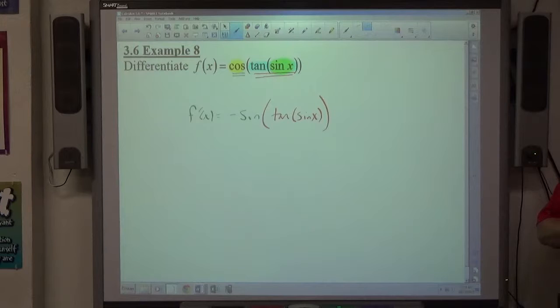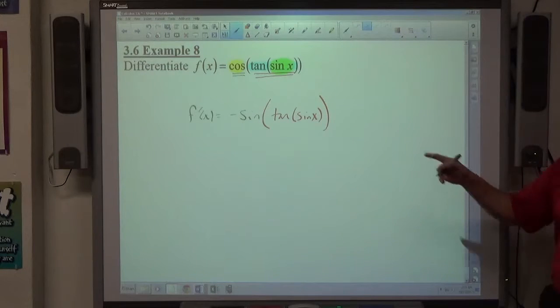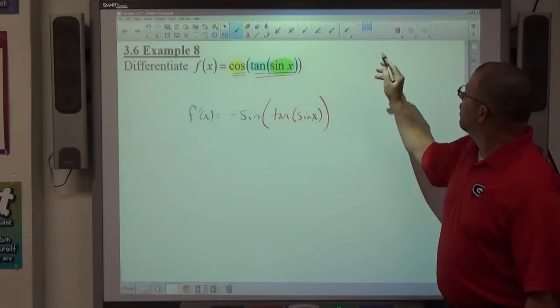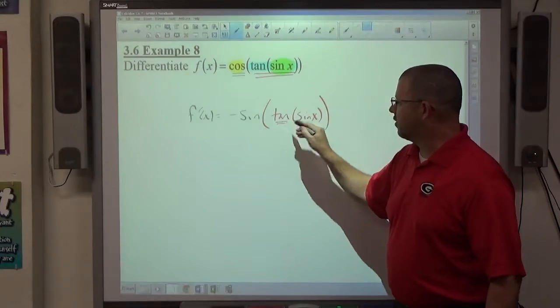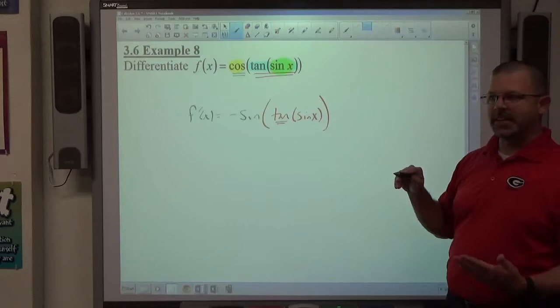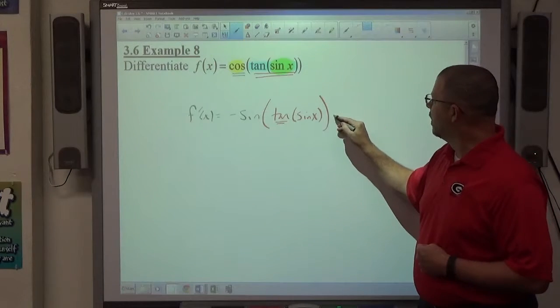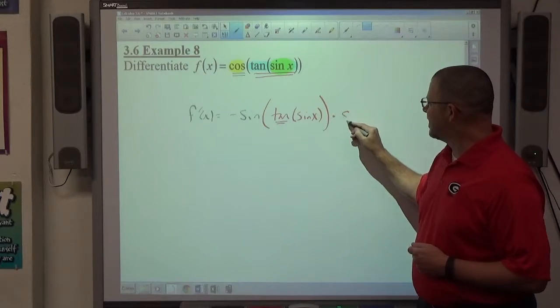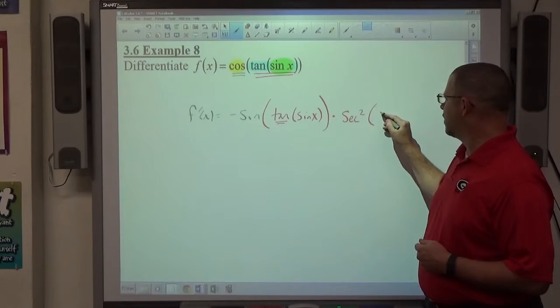Then, since it wasn't just cosine of x, I now have to do the derivative of the stuff, which is all this red stuff here. And the red stuff is a tangent function, and the derivative of tangent is secant squared of the same thing. So I differentiate this, I'm going to get secant squared of the same thing.